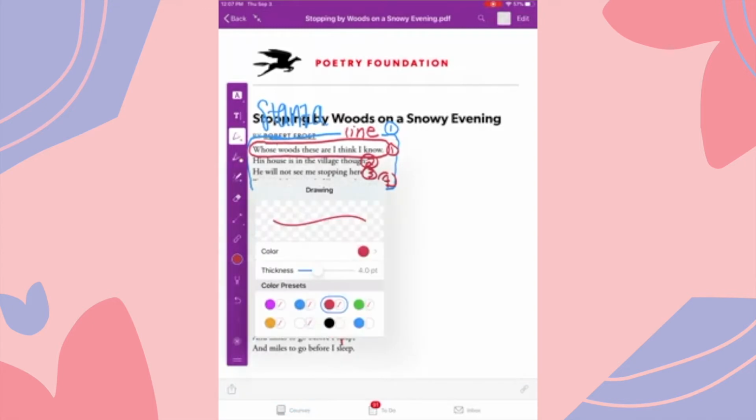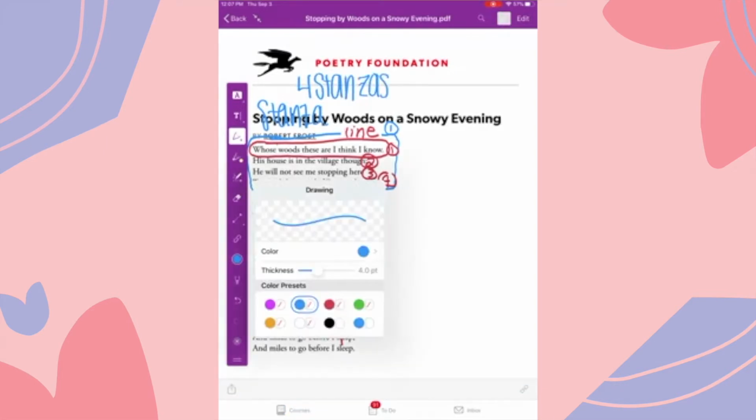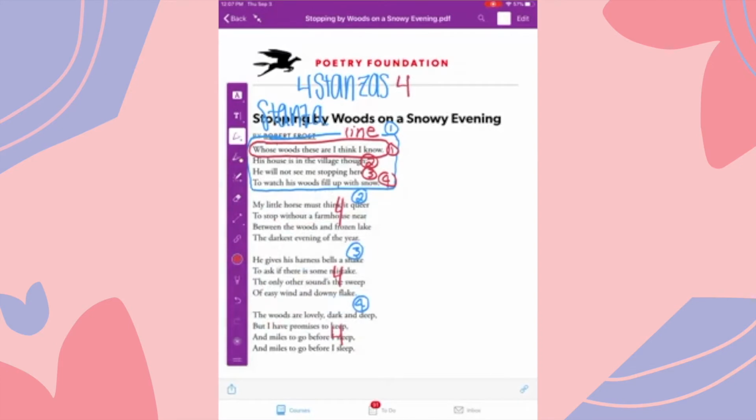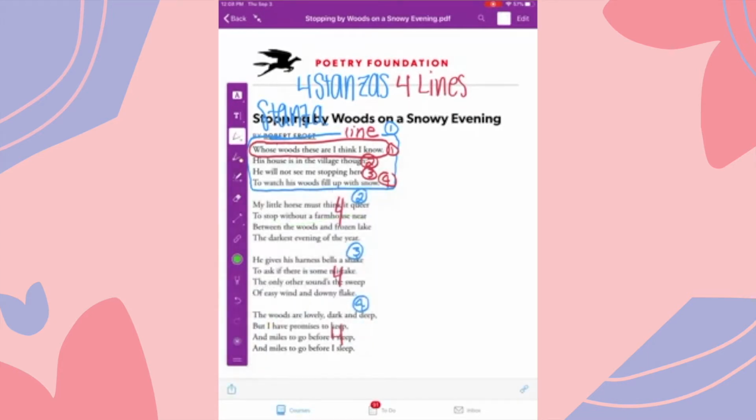Your poem, when you go to write it, and this will be later on, you are going to have 4 stanzas in your poem, and each of those 4 stanzas is going to consist of 4 lines, because we are using this as our mentor text and we're modeling after it.